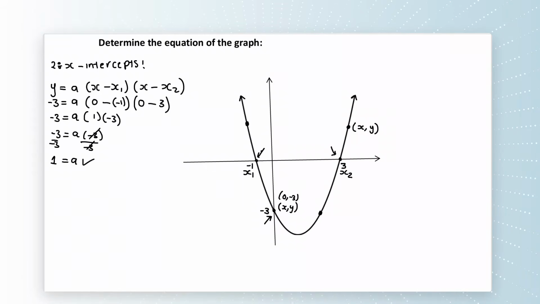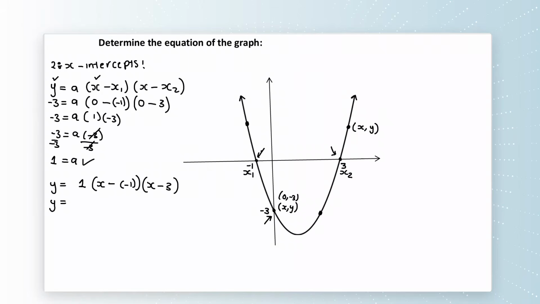Remember now, an equation must contain x and y, meaning the y is already at a good place, we want to see it there. The x is a good place, we want to see it there. Now we must substitute x1, x2, and the a. And we're going to get our equation. Let's go ahead and do that. y equals a is 1 into x we want to see, minus x1 is minus 1, x we want to see, minus x2 is 3.